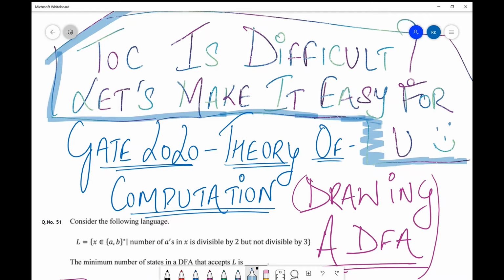Today we are going to do something interesting. Yes, we are going to solve a question of TOC. TOC, yes, theory of computation. So I've heard many students saying TOC is very difficult.